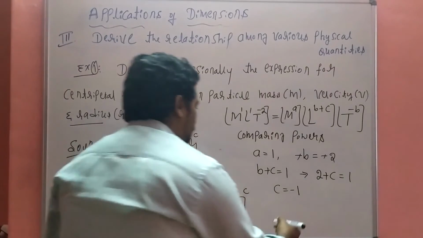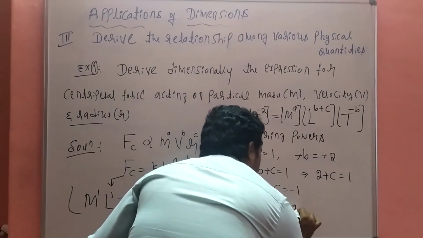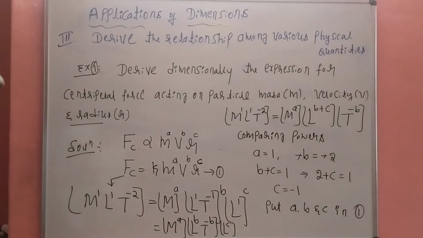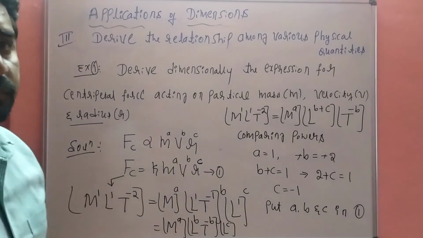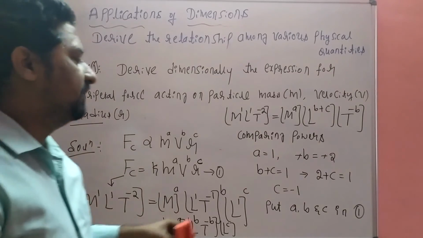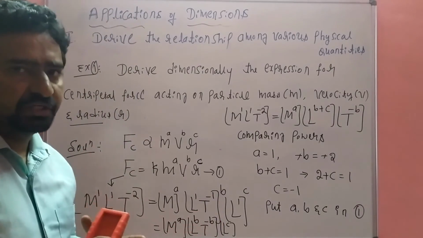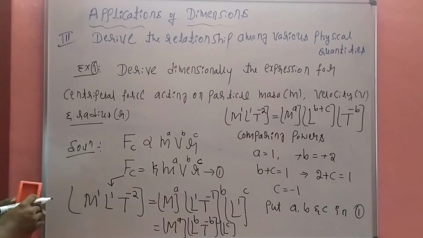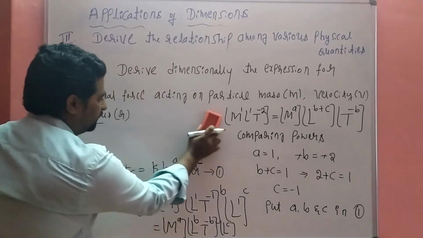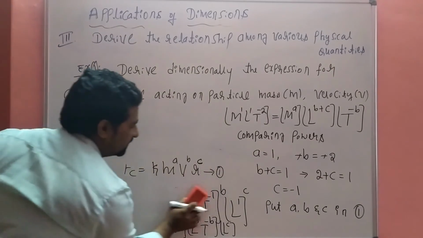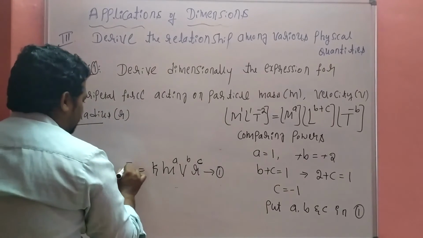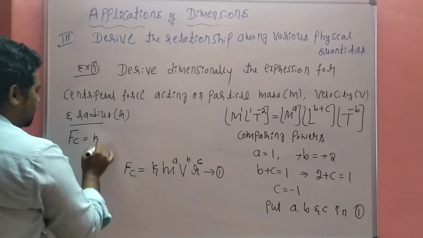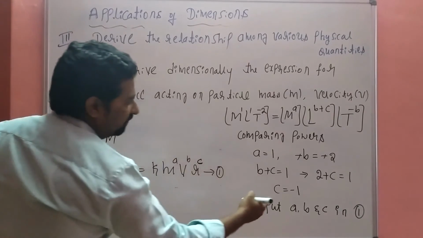Okay, so put the a, b, c values in equation number 1. Put a, b and c in equation 1. I found the values of a, b, c by using the dimensional powers comparing method. The next step is the substitution of the a, b, c values. This is centripetal force. Then the centripetal force is equal to k, m to the power of a, which means 1.